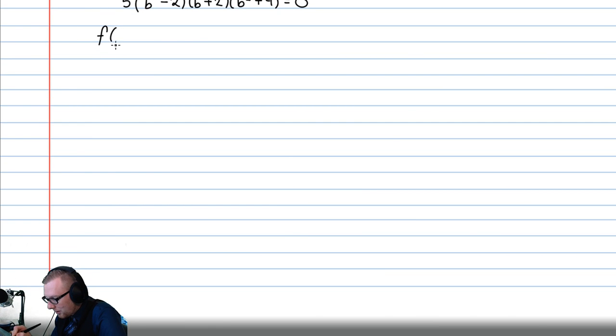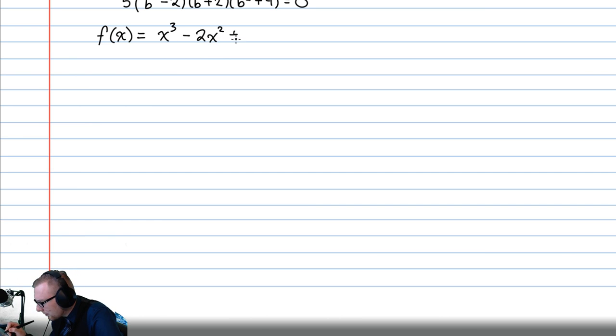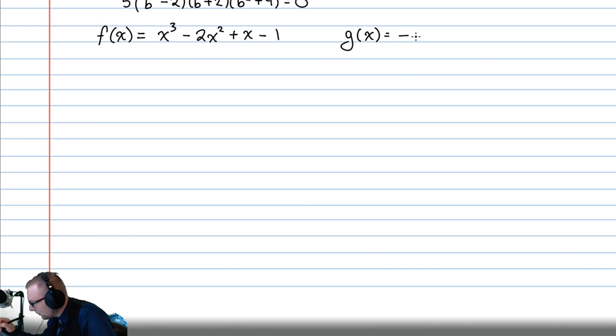Okay, so first I'll write it down. Find the intersections of f of x and g of x. So we've got f of x equals x cubed minus 2x squared plus x minus 1, and g of x is equal to minus x squared plus 3x minus 1.